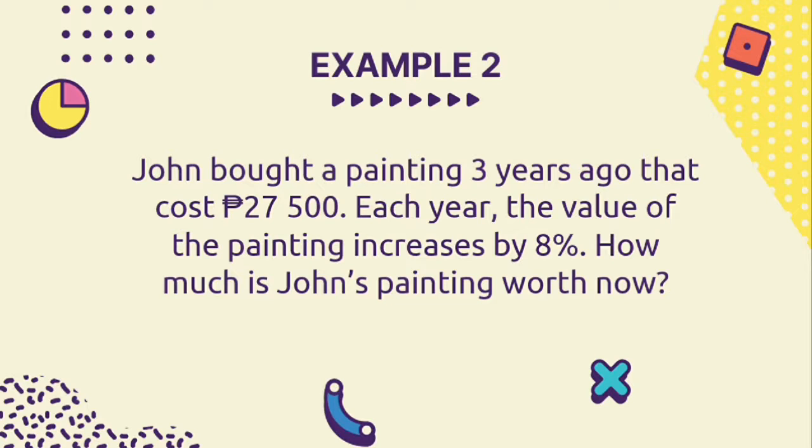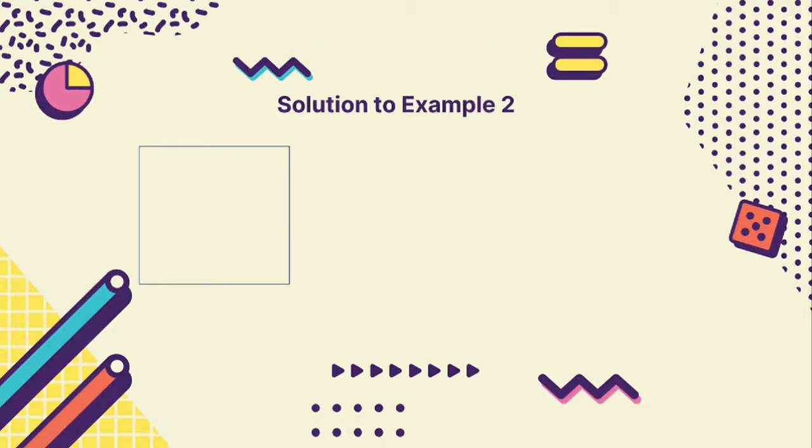Example number 2. John bought a painting 3 years ago that cost 27,500 pesos. Each year, the value of the painting increases by 8%. How much is John's painting worth now? But before we solve this, let's identify the a, b, and the x. a equals 27,500. b equals 8%.